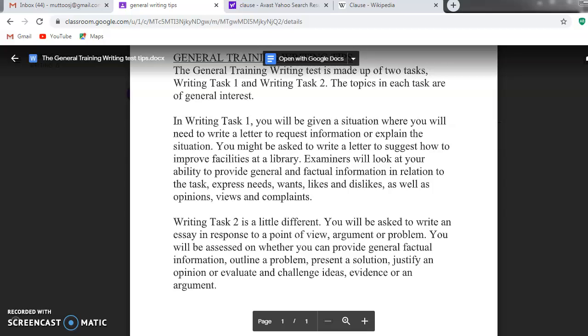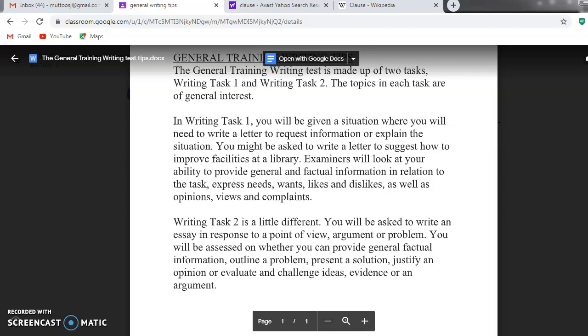So the examiners will look at your ability to provide general and factual information in relation to the task, express needs, wants, likes and dislikes, as well as opinions, views and complaints. Task 1 deals with writing a letter.